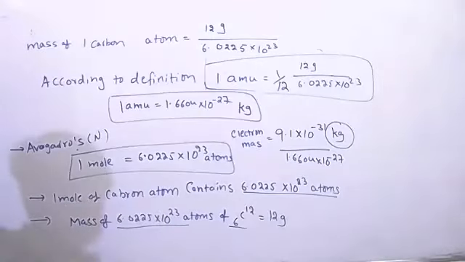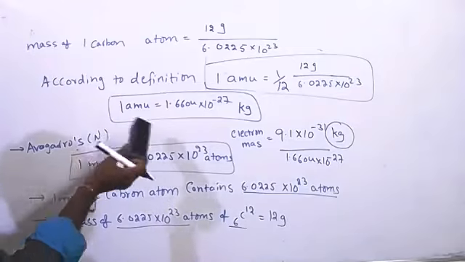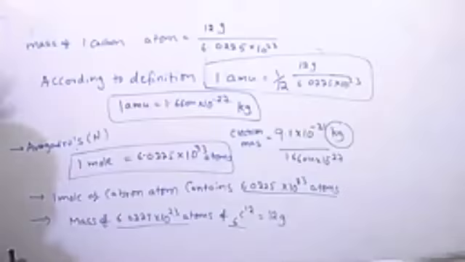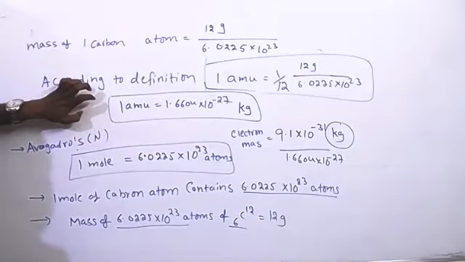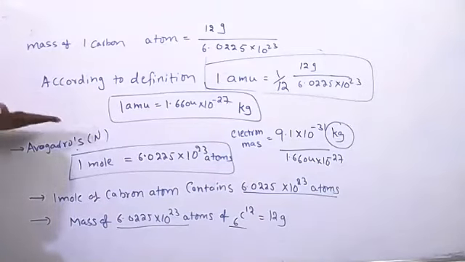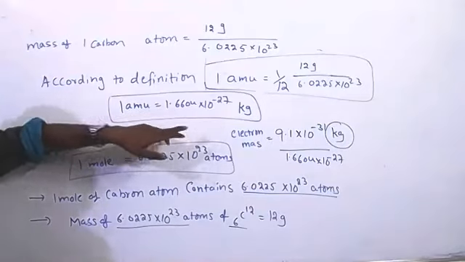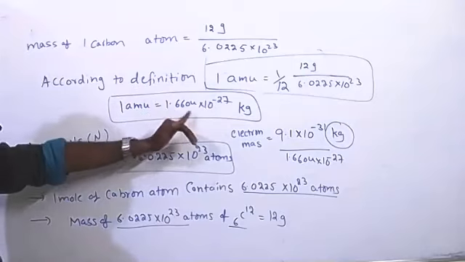Okay, Avogadro number, you will get in chemistry also, right? So the first one: 1 mole in grams is equal to its weight. If we equate both, then you will get the idea. So AMU is nothing but this much. We can convert kgs into AMUs and AMUs into kgs. To convert AMUs into kgs, we multiply with this number. To convert kg into AMU, we divide with this number.